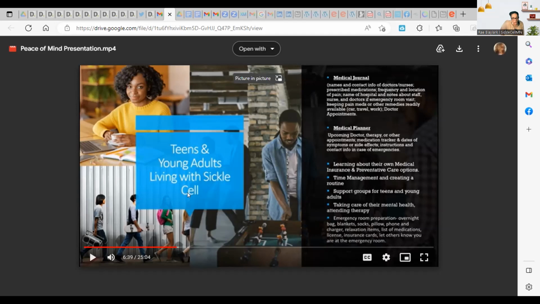Tiffany says her daughter is 12 years old, living with sickle cell SS disease. That's awesome. That's awesome. And it sounds like she's had quite the journey already. And so it's so wonderful that she has you as a mom and caregivers and family.